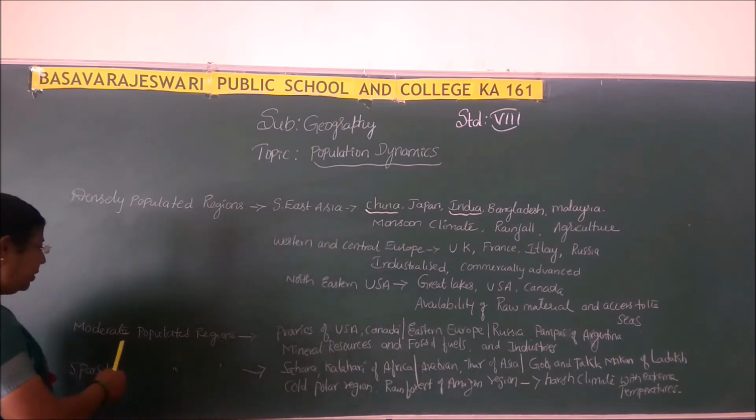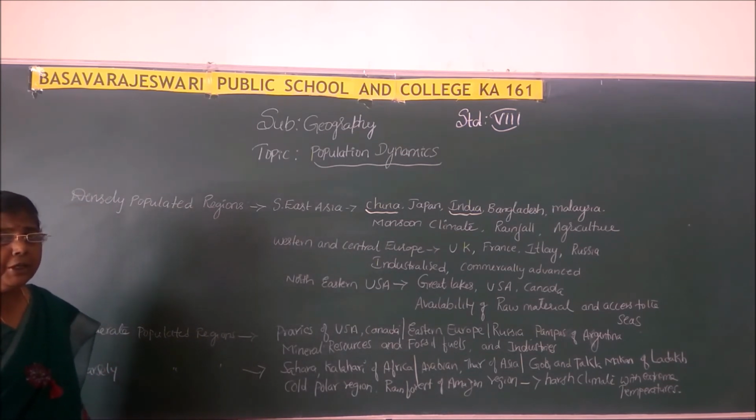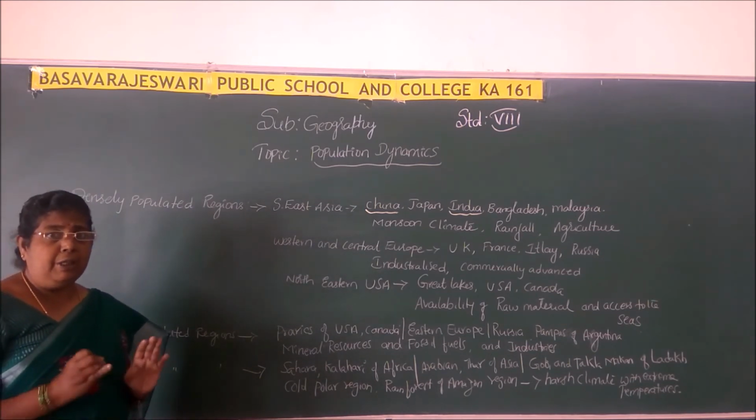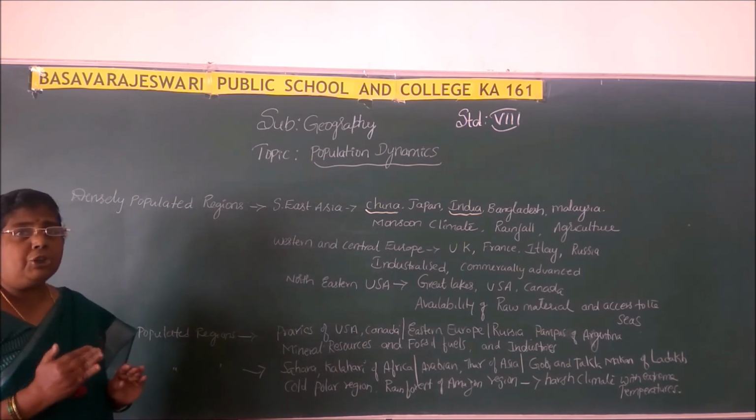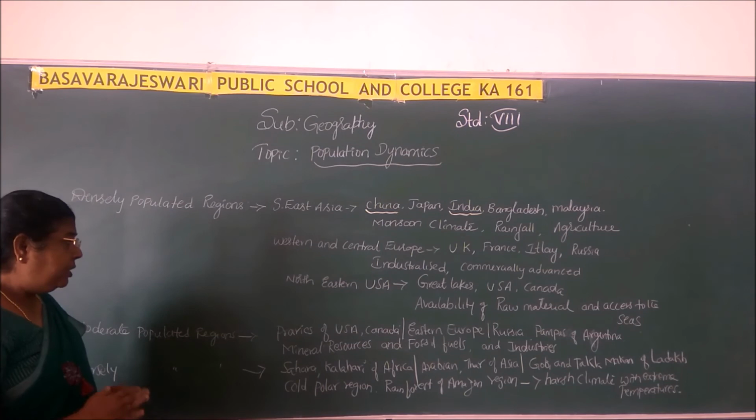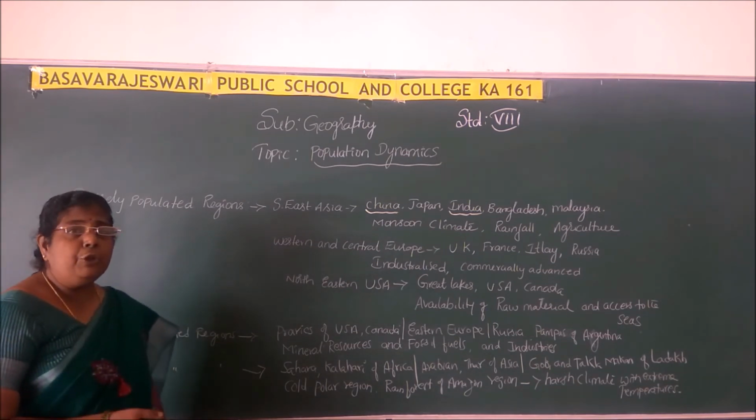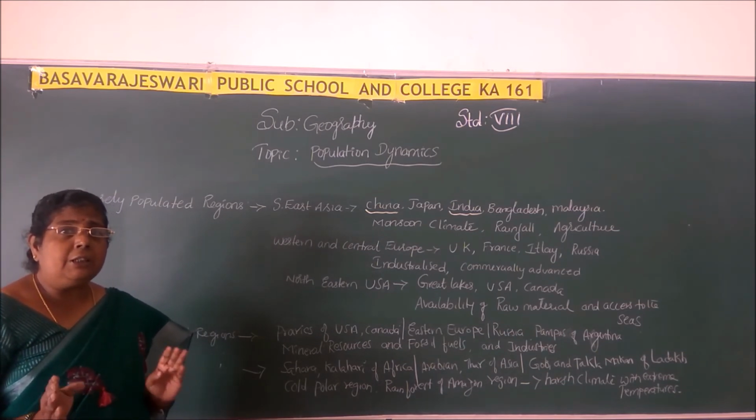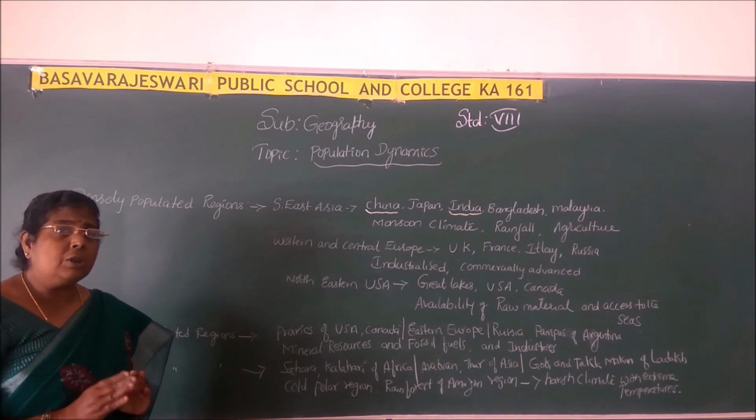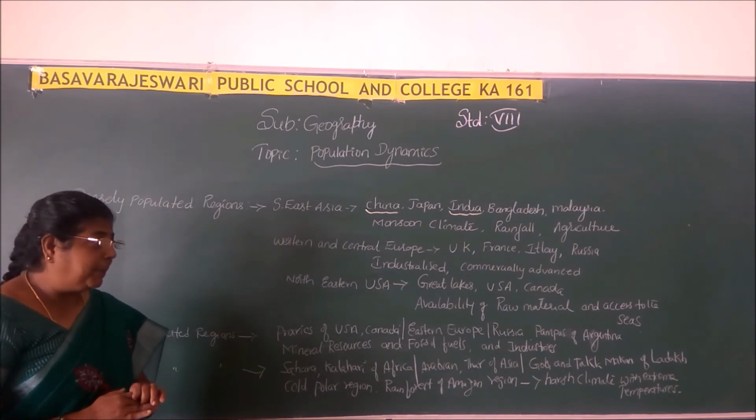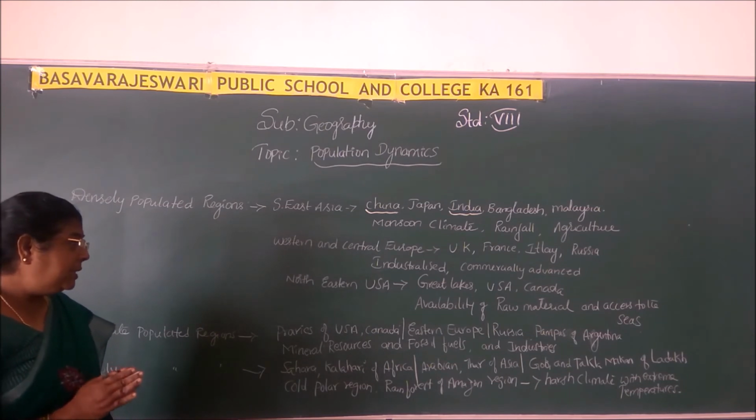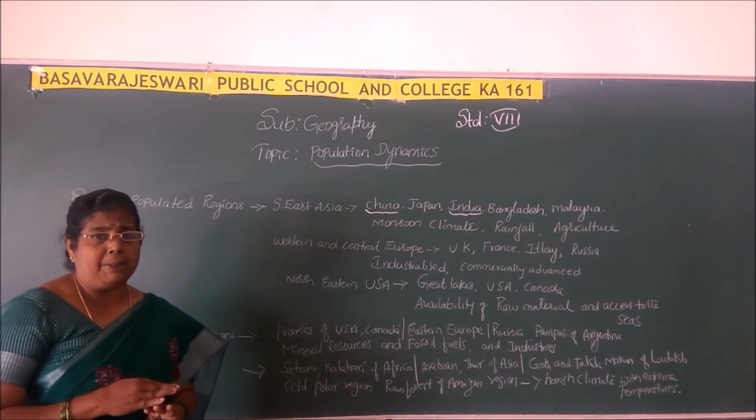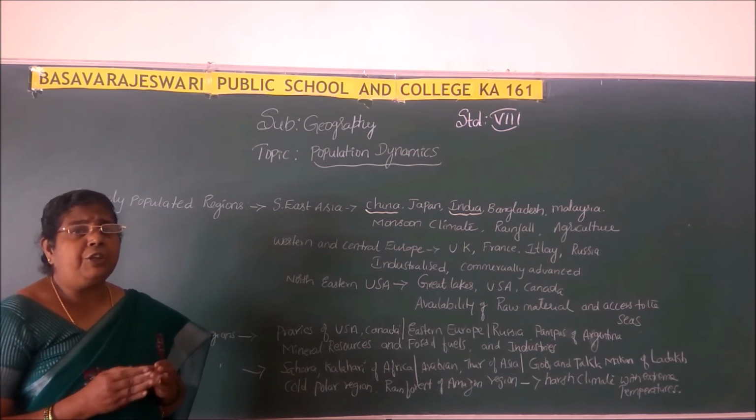Coming to the next, the moderately populated regions. Moderate means neither more nor less. Here also naturally a favorable climate and the required rainfall will be available. Take for example the prairies of USA and Canada. Prairies are grasslands. In different areas they are called by different names. In USA they are called prairies, and in Argentina the same grasslands are called pampas.